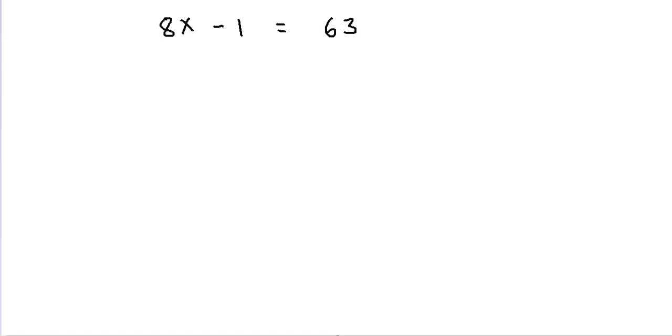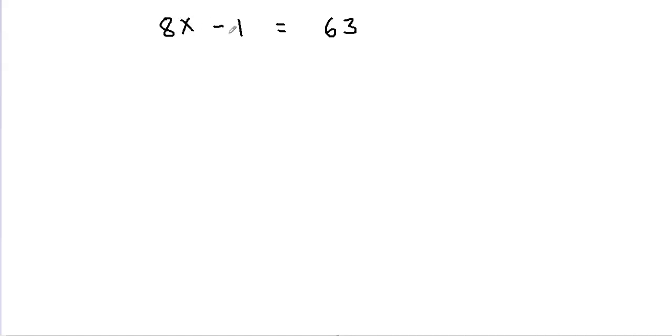Hi, in this video we'll learn how to solve a two-step equation and find out the value of the unknown variable. So to solve this equation, we need to get x on its own on the left-hand side. So what do we need to eliminate from the left-hand side? We'll need to eliminate this 1 from here. We'll also need to eliminate this 8 so that we get x by itself.